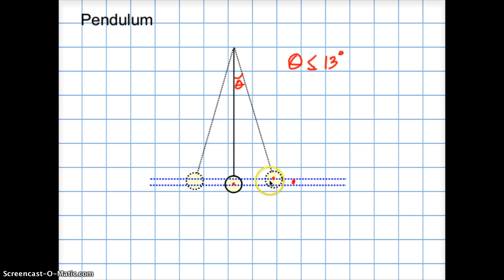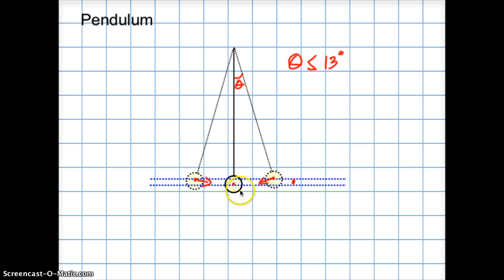This is my displacement. Once I displace it here, it's going to gain velocity as I let go, and it's going to swing to the left, and when it reaches here, it's going to stop and then come back this way. So it's that back and forth motion that a pendulum has.